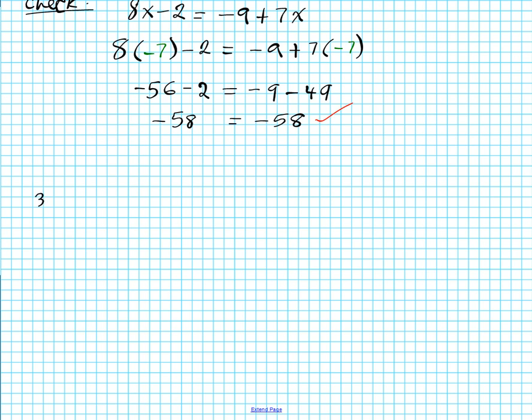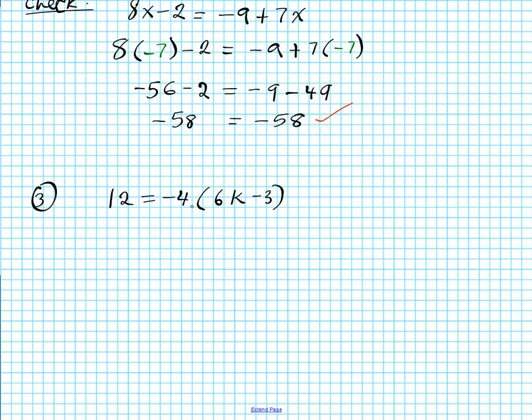Question number 3. What if we had the problem: 12 equals negative 4 times 6k minus 3. Okay. All right. So let's try this one.